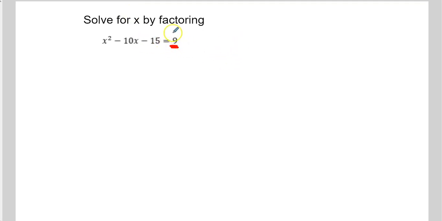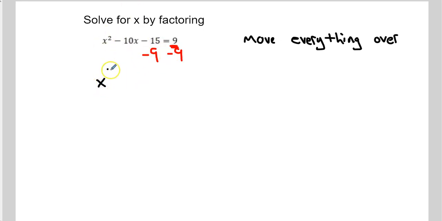What we're going to do is move everything to the other side. So in this case, if I have 9 on this side, I want to get rid of that 9, so I'm going to subtract it. Opposite of plus 9 is minus 9. I need to subtract it from both sides because we have an equation. So we're left with x squared minus 10x minus 24 is equal to 9 minus 9, which is 0.